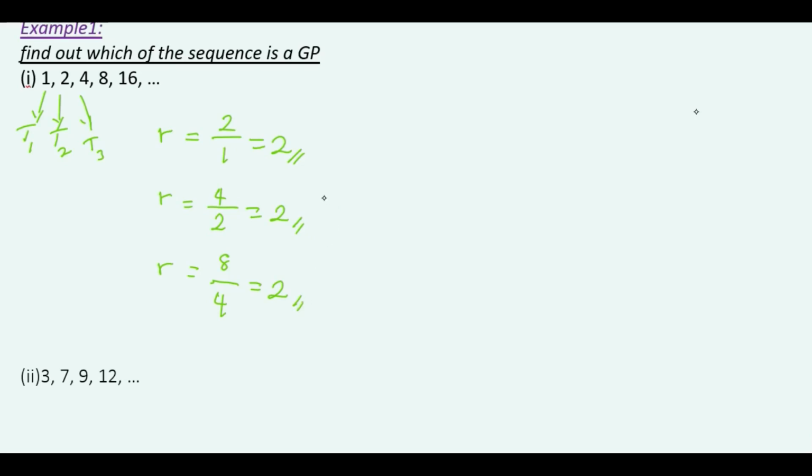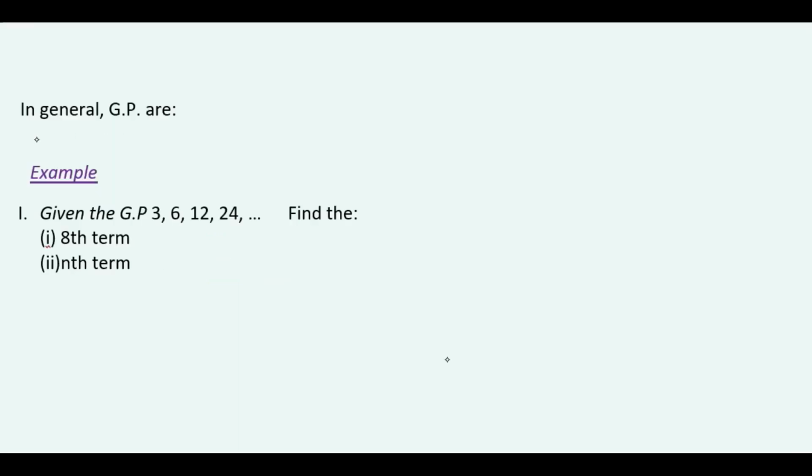Then we say that this sequence, what is it? It is a GP, geometric progression. You have the GP: a, ar, ar raised to power 2, ar raised to power 3, up to ar raised to power n minus 1.